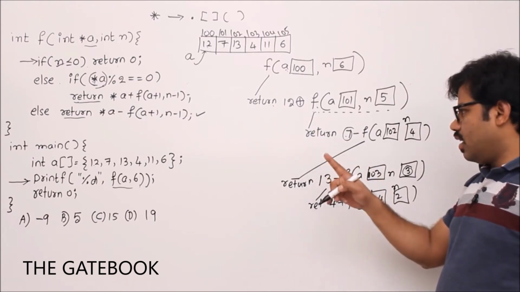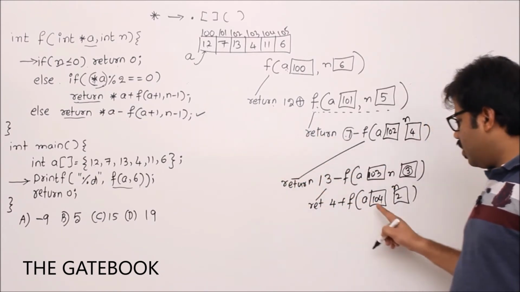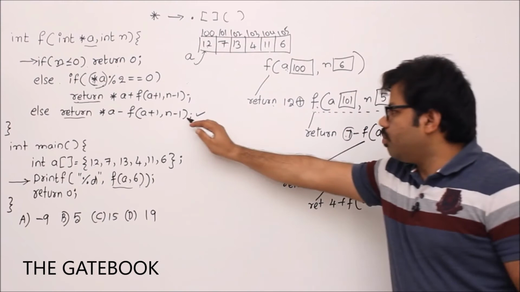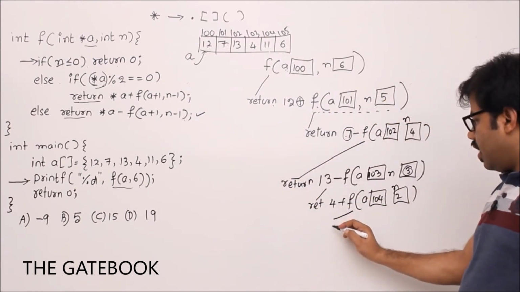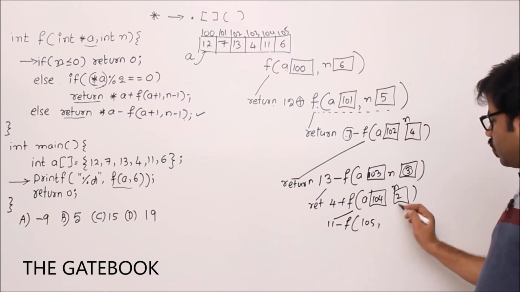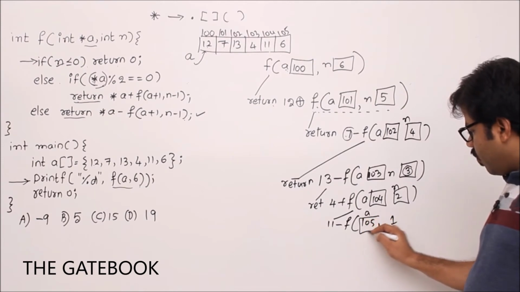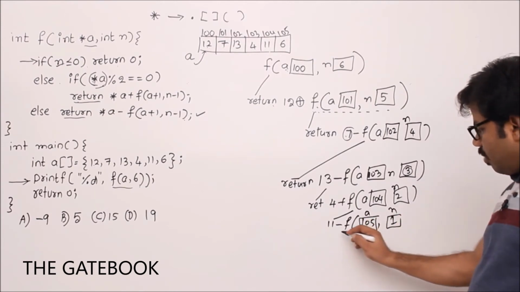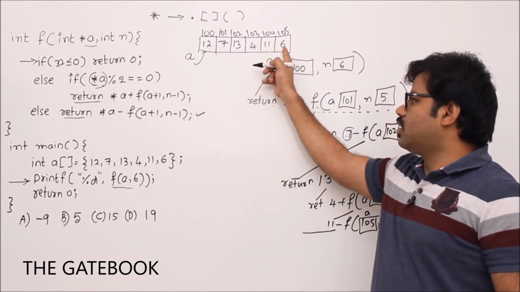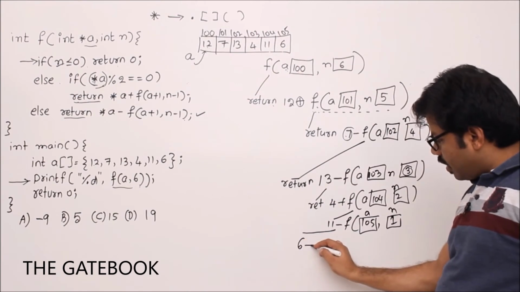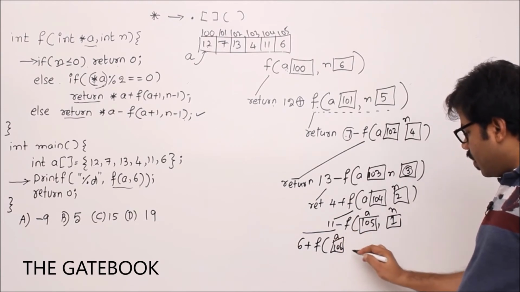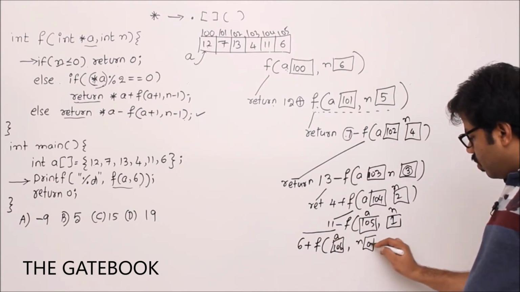So n value is not less than or equal to 0, then again control comes to the if condition. In the if condition, star 104. What is star 104? 11. Odd number. If it is an odd number, this line will be executed. That is star a, star 104, 11 minus f of a plus 1, 105, and n minus 1, 1. So a takes 105, n takes 1. Again the same thing happens this time. Value at 105 is 6, even number. Then this time it will be 6 plus f of a plus 1, which will become 106, that is a, and n value will become 0, right?